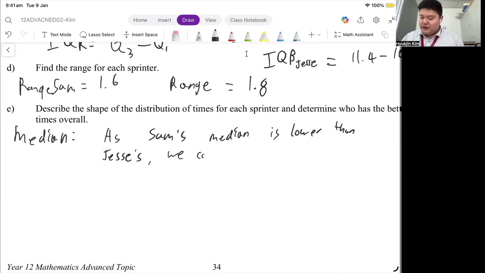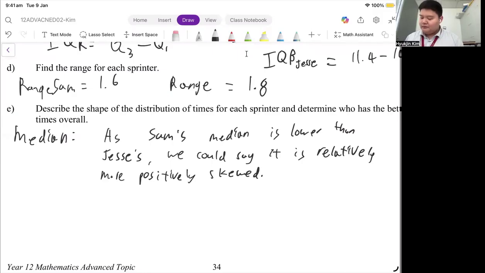we could say it is relatively more positively skewed. It just happens to be a little bit more on the left.